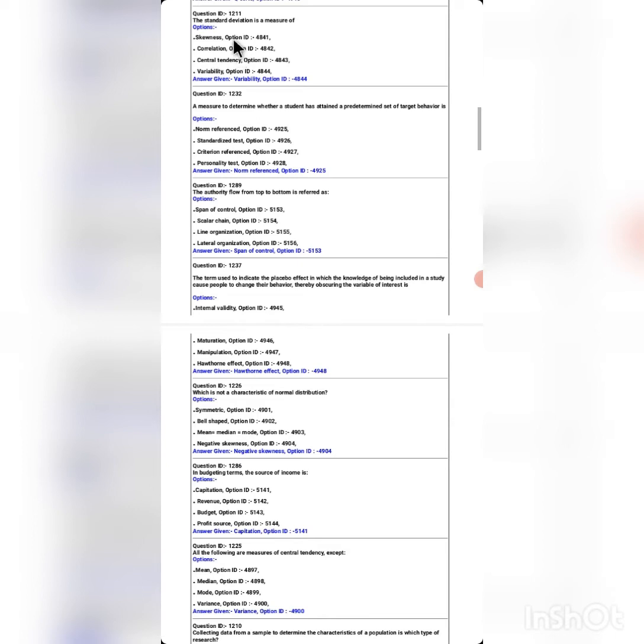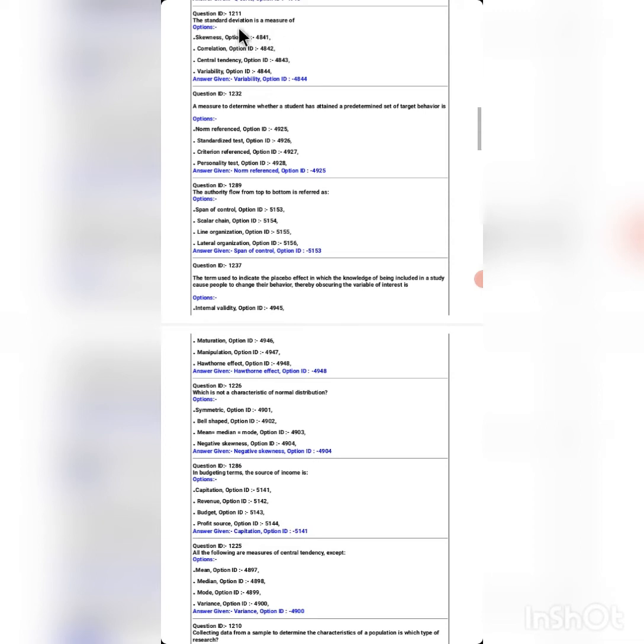अगर हम देखें तो skewness है क्या? The skewness is basically the measure of asymmetry. एसिमेट्री के मेजर को स्क्यूनेस जो है मेजर किया जाता है. स्क्यूनेस इज ए मेजर ऑफ एसिमेट्री बेसिकली. सो दिस इज नॉट द राइट आंसर. ओके, नाउ मूविंग ऑन टू द कोरिलेशन. नेक्स्ट ऑप्शन, दैट इज द कोरिलेशन. And what the question is here, the standard deviation is a measure of.